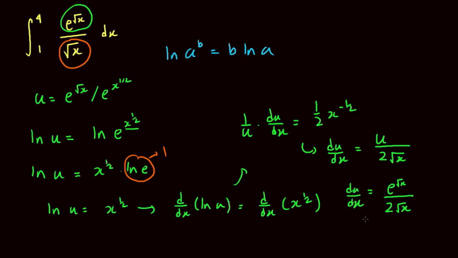And that seems fairly a bit complicated, but it can still be solved. So we can write it as what? We can write it as this, right? We can write it as du equals half e to the power of root x over root x dx. Sorry, my apologies, it's supposed to be e to the power of root x over root x.